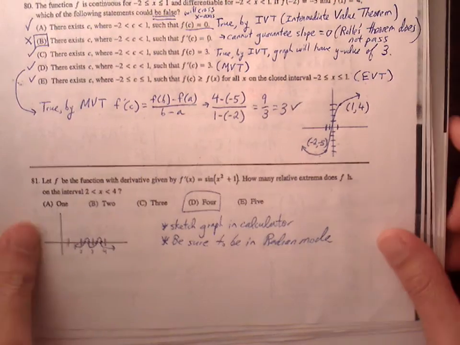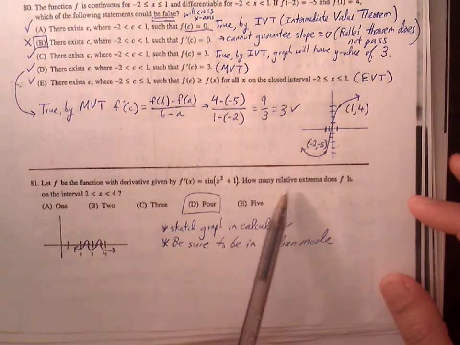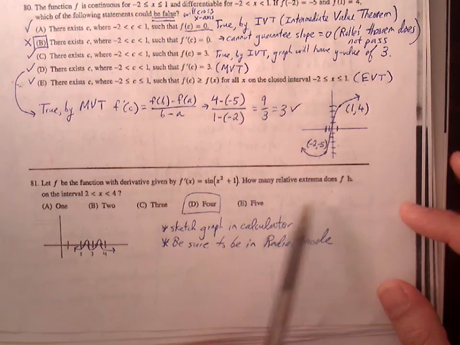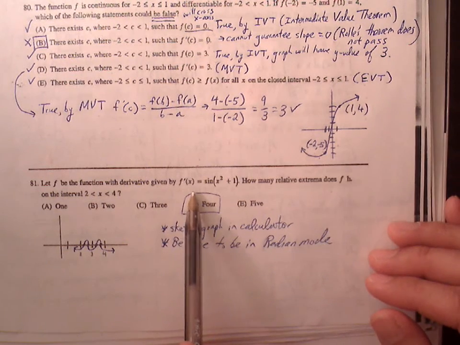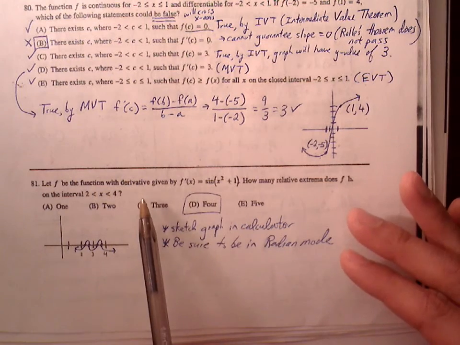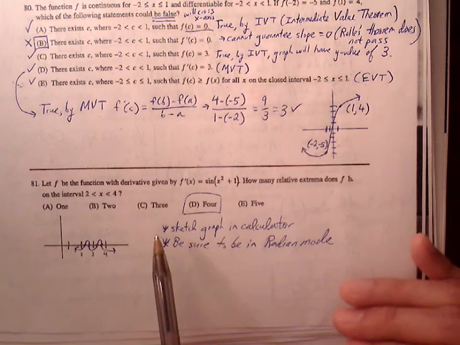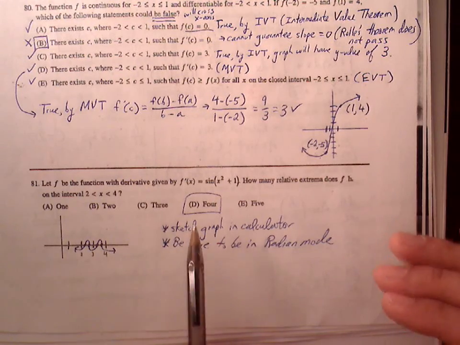Okay, for 81, f prime is equal to sine of x squared plus 1. How many relative extrema does our function have? If we're looking at an f prime graph, relative extrema is where the f prime crosses over the x-axis. So it has to cross from negative to positive or from positive to negative.